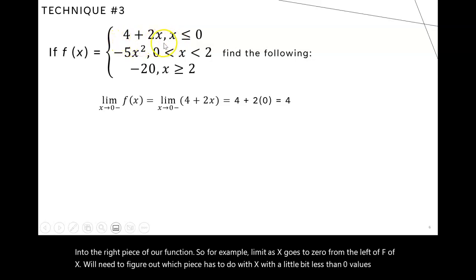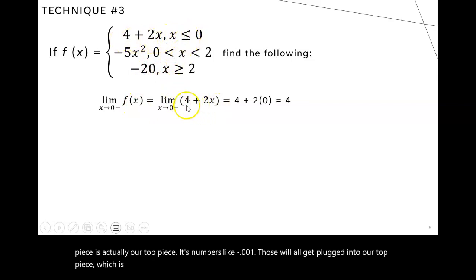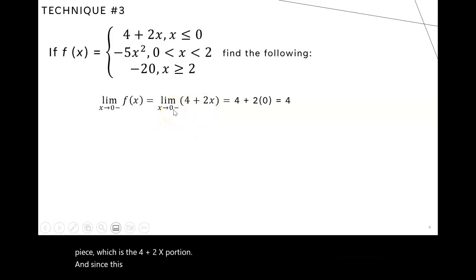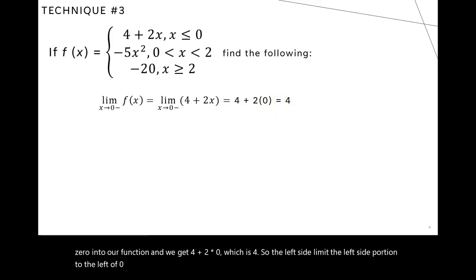So that piece is actually our top piece. Numbers like -0.001 will all get plugged into our top piece, which is the 4 plus 2x portion. And since this is not a mysterious function, it's a linear function, all we've got to do is plug in 0 into our function, and we get 4 plus 2 times 0, which is 4. So the left side limit, the portion to the left of 0, gives us a limit of 4.